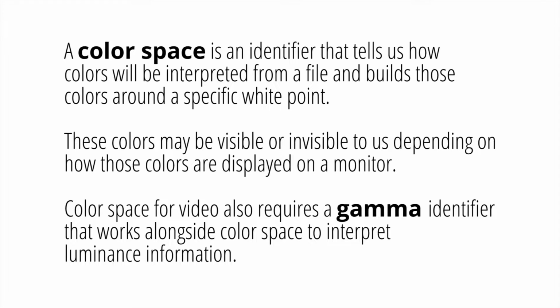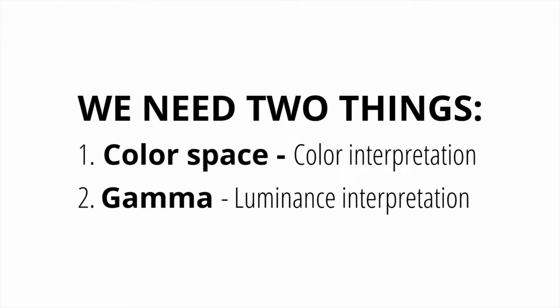Color space for video also requires a gamma identifier that works alongside color space to interpret luminance information. What this means is that for our understanding of color space, we require two identifying things. One, a color space, which tells us how colors are supposed to be interpreted, and two, a gamma identifier, which tells us how luminance data is supposed to be interpreted.